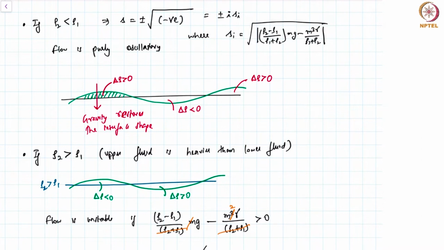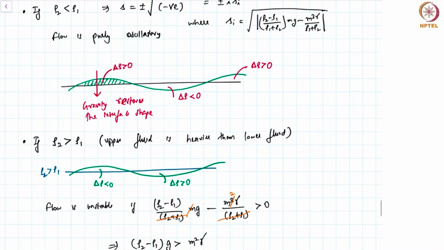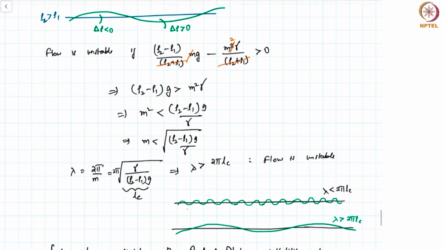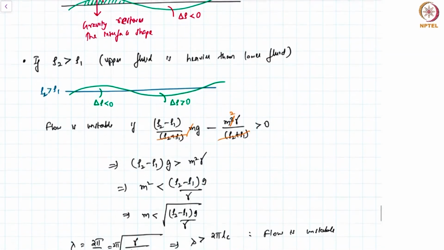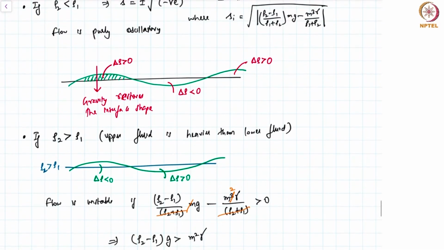Interface undulations lead to perturbations in the local density field. You can think of them as a density perturbation that is created at the interface, and depending on the nature of the density perturbation, whether it's positive or negative, it will decide whether the flow is going to be unstable or stable. Of course, only if you satisfy the condition that lambda is greater than 2 pi LC. But we can also look at it from an energy perspective.